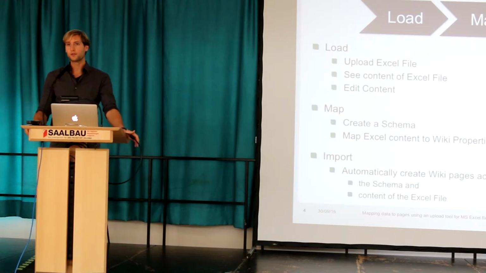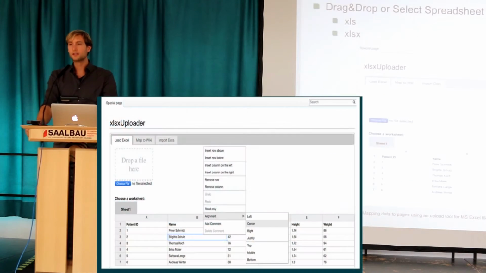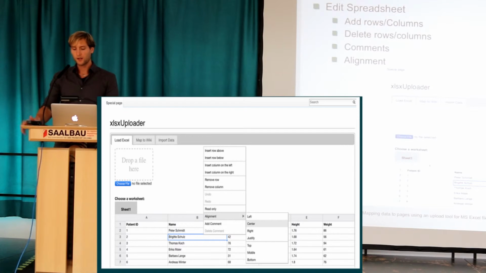And in the following I would like to go through this step-by-step guide with you. The first step is the loading step, so users can select their local Excel file, and afterwards the Excel file is presented to the user by using the Handsontable JavaScript. Users can also afterwards process the data if not already done on the local machine. They can add rows, delete rows, and can also change the alignment of rows, but this is only a graphical feature.